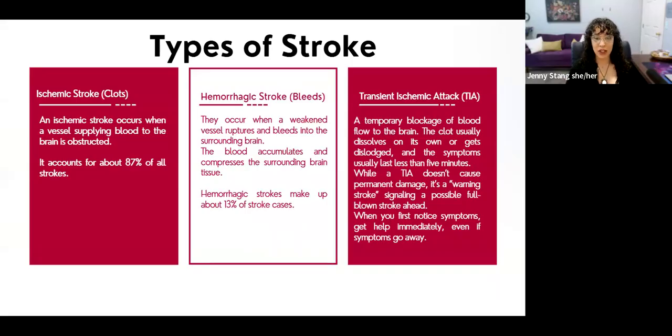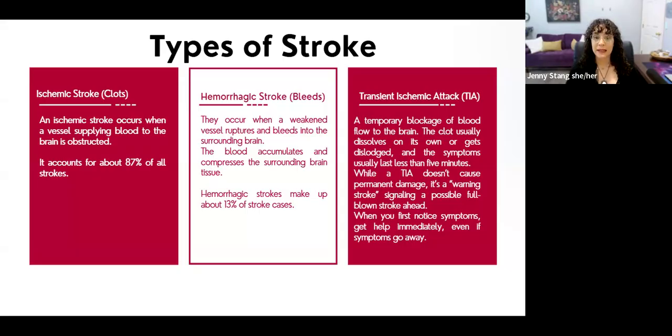So there's an ischemic stroke, and this occurs when a vessel supplying blood to the brain is obstructed. So it's going to be like a clot in the brain. And the majority of strokes are going to be this kind of stroke. Okay, 87% of all strokes are going to be ischemic strokes, or caused by clots.